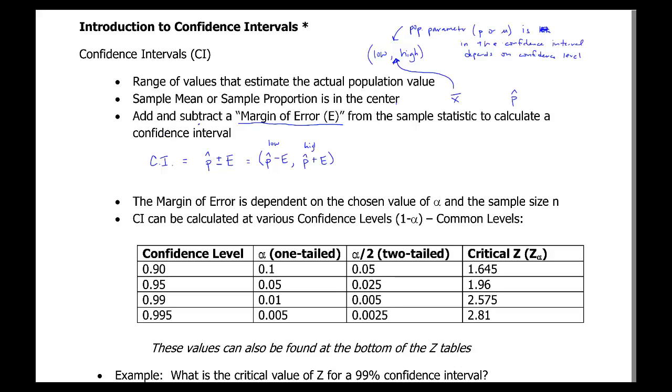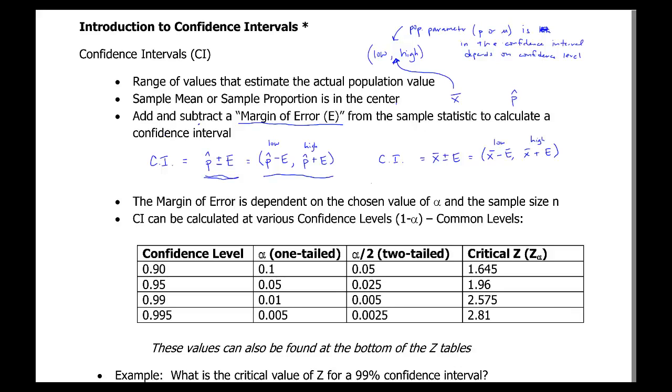That's our high number. If you're doing one for means, you would have the sample mean plus or minus the margin of error. And if you work that out, the sample mean minus the margin of error would be the low number, and the sample mean plus the margin of error is the high number. So that's the format that we're going to use for confidence intervals. You can either just leave it as the plus or minus e part, or write it out in parentheses for the low and high numbers.